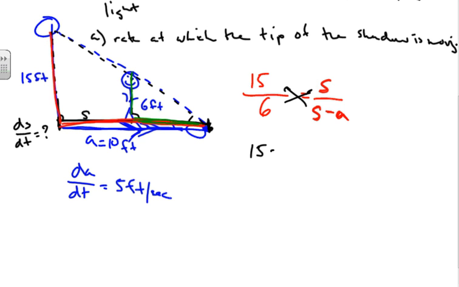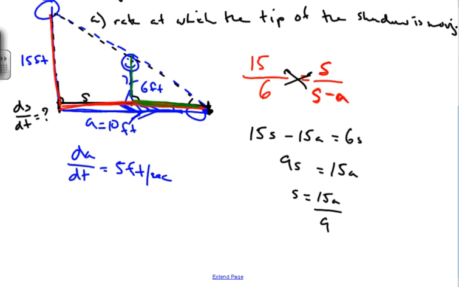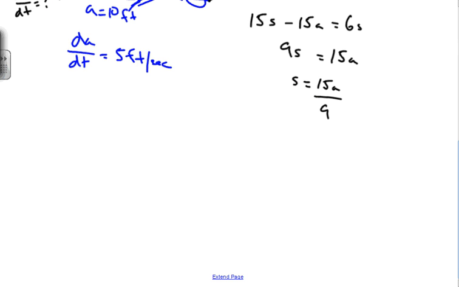We're going to simplify this a little bit. We have 15s minus 15a equals 6 times s. I'm going to subtract and get everything on one side, so I have 15a equals 9s. Now I'm going to solve for s. So s equals 15a over 9, which can be simplified a little further to 5a over 3 equals s. This is the equation that we just simplified.